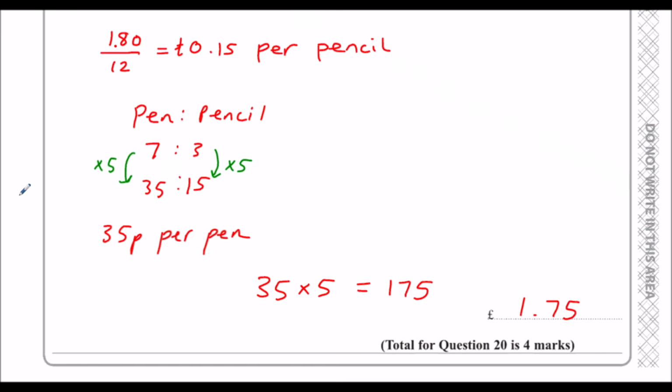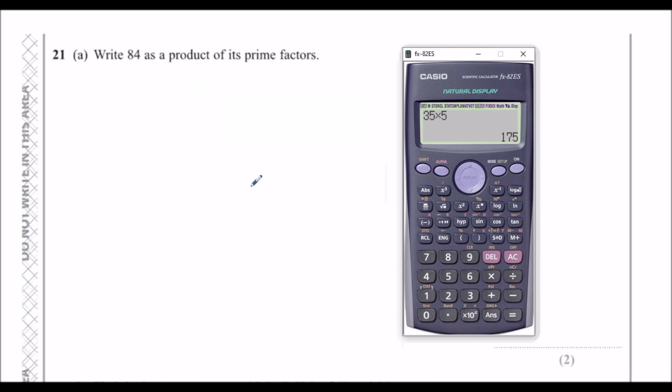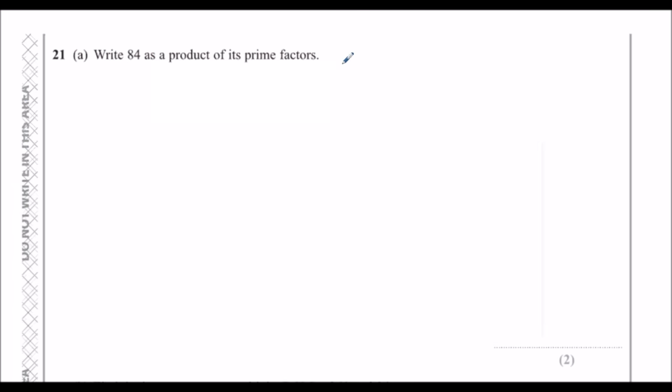Question 21. Write 84 as a product of its prime factors. Some calculators will do this for you. This one doesn't, but you'd see a little fact written up here. If you had that button, you can write the number in, press equals, and then shift fact. But this one hasn't got that button. So we'll work it out.